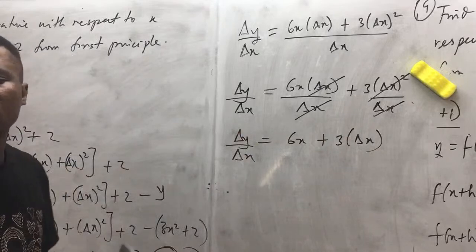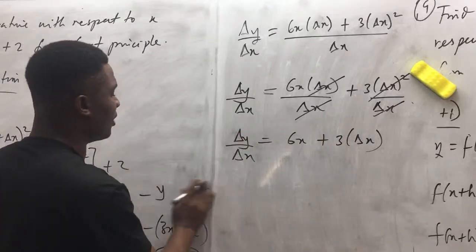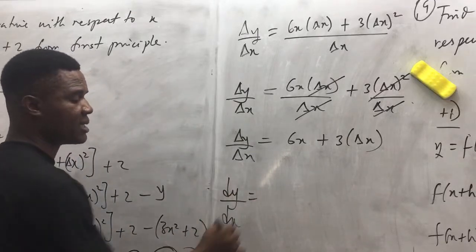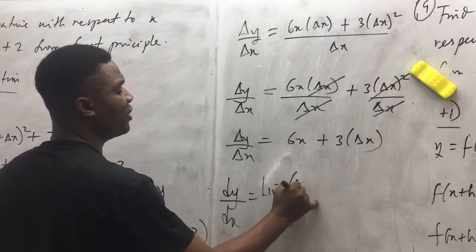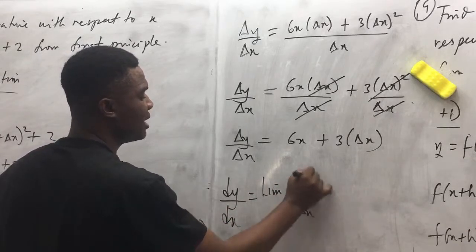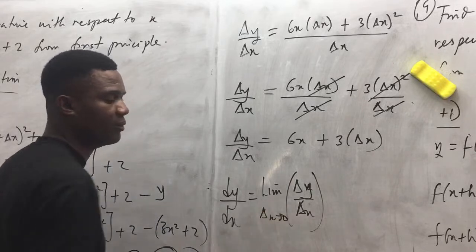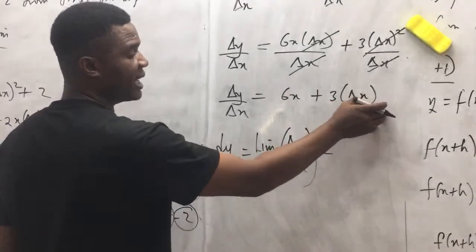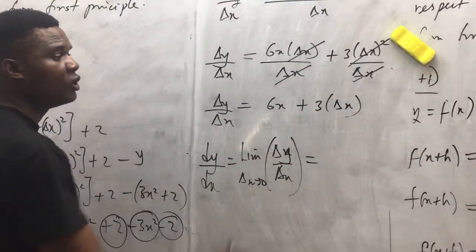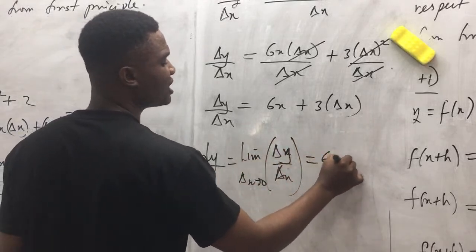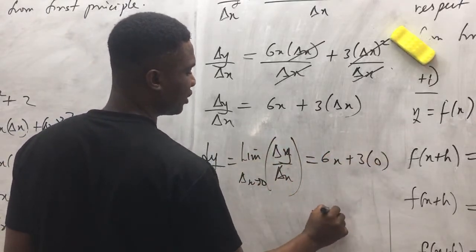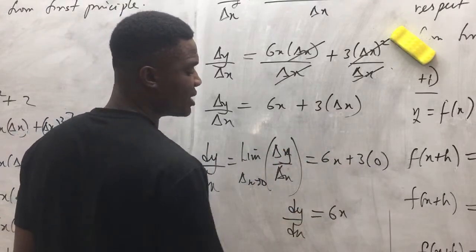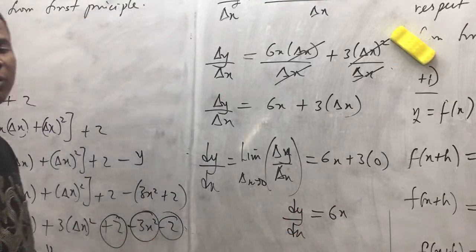Now, having obtained your gradient function, the next and final thing you have to do is to obtain dy/dx. Guys, again, what is the derivative of y with respect to x? It is defined as the limiting value of the gradient function, change in y over change in x, as change in x tends to 0. So that would simply mean putting 0 for change in x wherever you find change in x in your gradient function. That will give me 6x plus 3 times 0, and that results in dy/dx equals 6x, because 3 times 0 is 0 and 6x plus 0 is 6x.